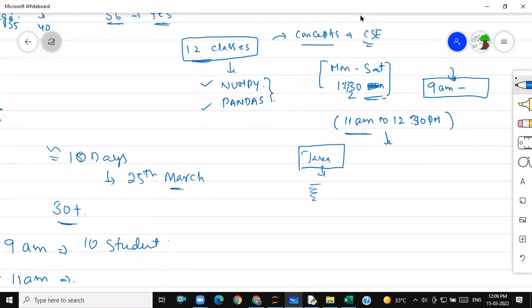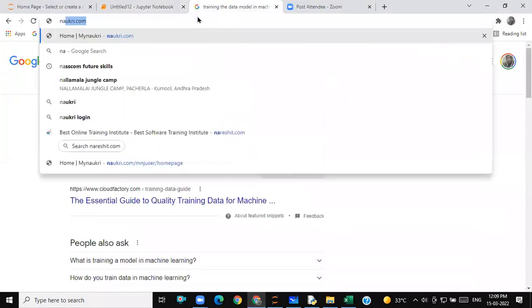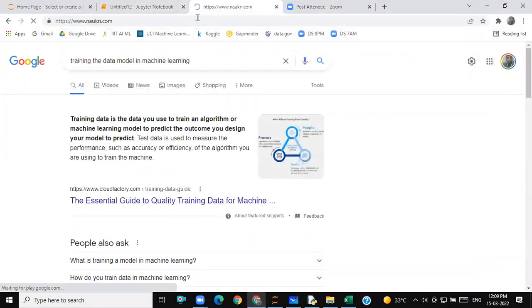That is the reason they're unable to get the jobs. But actually we have good jobs in machine learning. I'll just show you once. Sir, you are covering machine learning and deep learning also? Yes, deep learning, NLP, AI, all these are going to be covered. It's a full stack data science course.